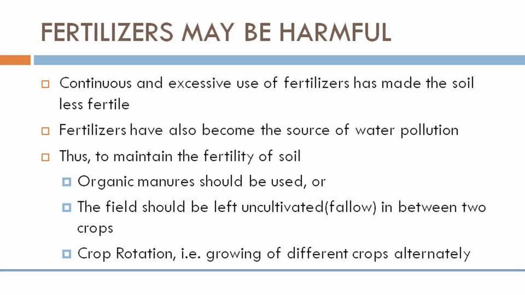Continuous and excessive use of fertilizers has made the soil less fertile. Fertilizers have also become the source of water pollution. So the fertilizers may be harmful to the soil as well as to other natural resources. Thus, to maintain the fertility of the soil, certain steps could be taken, such as organic manure should be used, or the field should be left uncultivated or fallow in between two crops, and the practice of crop rotation, that is, growing of different crops alternatively, should be adopted.